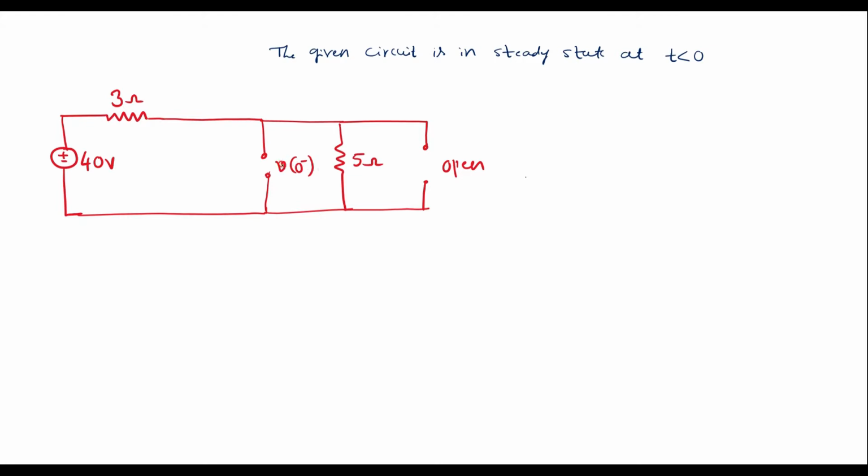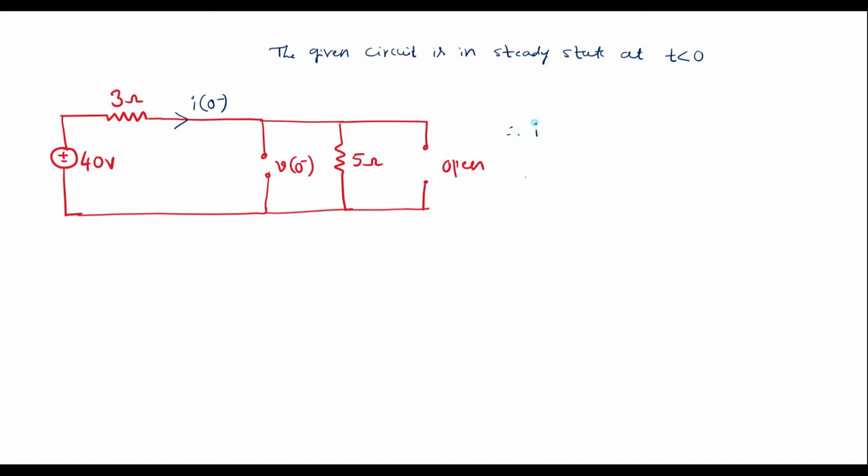So this is the equivalent circuit where we can see that the voltage source is here, the capacitor is open circuited, and here the inductor is short circuited. The current source is open now. We know that the current in the circuit is I of 0 minus, that is for t less than 0. Now we'll try to find I of 0 minus.